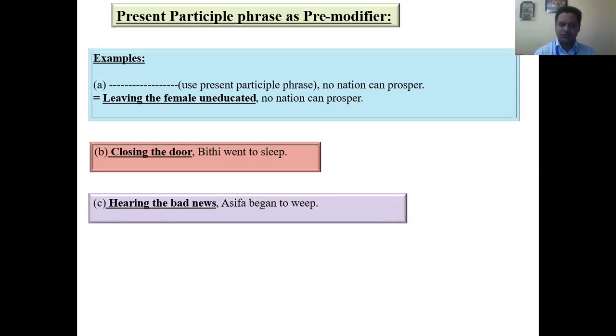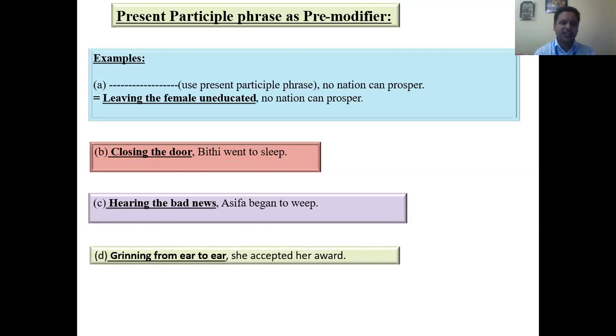Asifa began to weep. Grinning from ear to ear, she accepted her reward. Here you can see grinning is a present participle. Grinning from ear to ear is a present participle phrase. It modifies she before citing the noun, before citing the pronoun she.